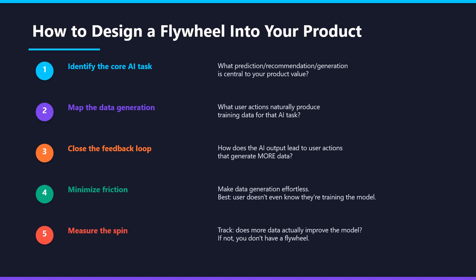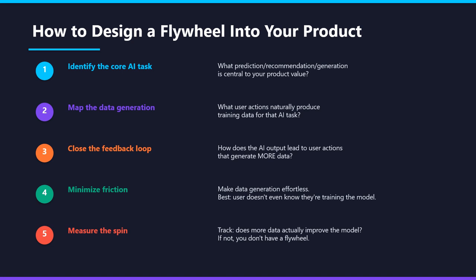And step 3 is close the feedback loop. This is where most products fail. You need a direct connection between the AI's output and the user's next action that generates more data. So the AI recommends a song, and the user plays or skips it. That play or skip is new training data, so the next recommendation is better. That's a closed loop.